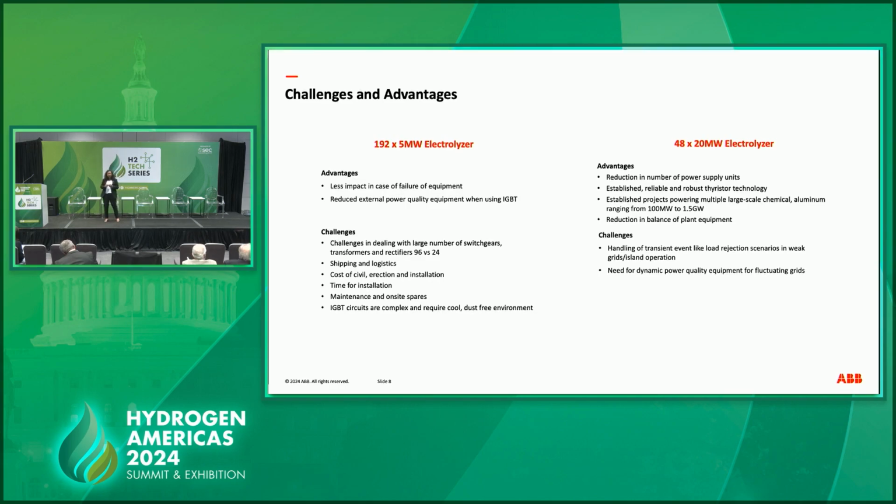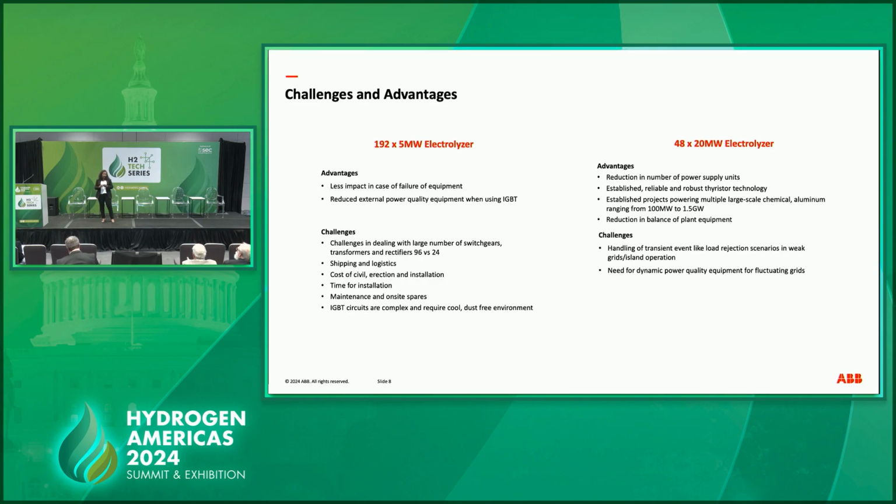On the other side, for the 20 megawatt electrolyzer or anything greater than that, we have to go with thyristor technology. And here we saw there's a reduction in the number of power supply units. Thyristors, we've been making thyristor rectifiers for 100 years now. It's a very stable, robust technology. It's used in harsh environments, aluminum plants, chemical plants. Aluminum plants run 24/7. They cannot go off even for more than 2 hours.